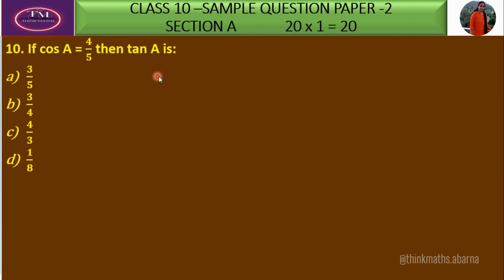So you can find out from the relation 1 plus tan square A is equal to secant square A, or if you find out sin A and write tan A as sin A by cos A, you can find out. So we know that cos square A plus sin square A equal to 1. So, sin square A will be equal to 1 minus cos square A. So, what is cos here? Cos is 4 by 5. So, 4 by 5 whole square.